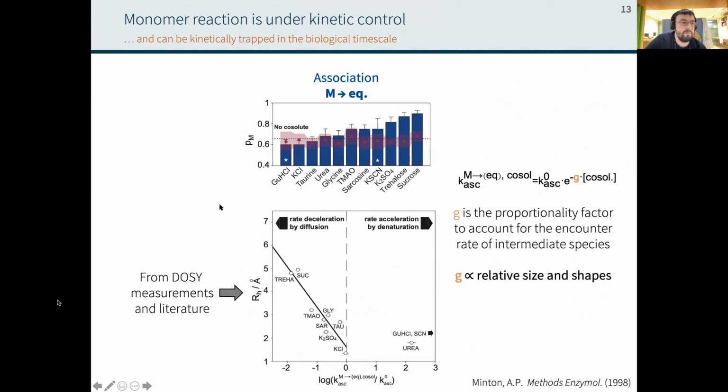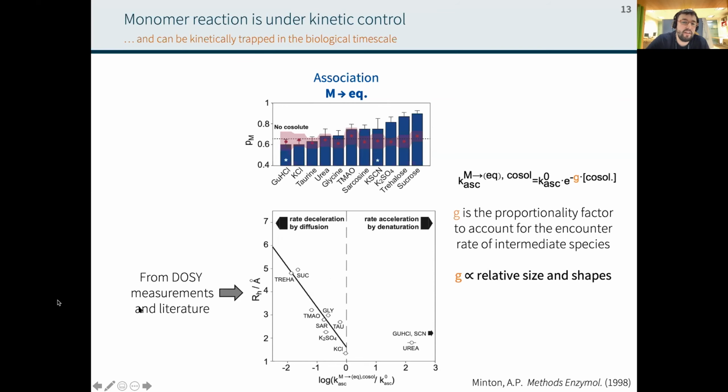But then the question is, what's happening in the association reaction from monomer to equilibrium? So you will see that for some, the final monomer population is close to the one you would expect in the absence of cosolutes, but in some others, you have much more monomer. So basically, the reaction is not flowing to create a dimer.